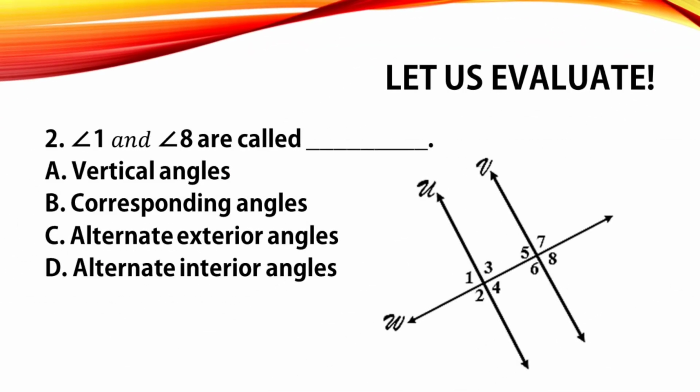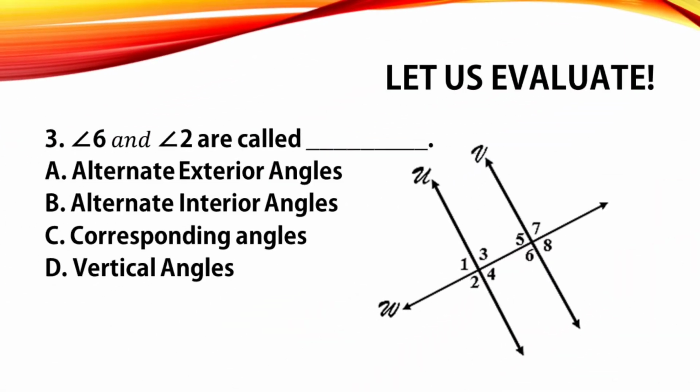Number 2. Angle 1 and angle 8 are called blank. A. Vertical angles, B. Corresponding angles, C. Alternate exterior angles, and D. Alternate interior angles. Number 3. Angle 6 and angle 2 are called blank. A. Alternate exterior angles, B. Alternate interior angles, C. Corresponding angles, and D. Vertical angles.